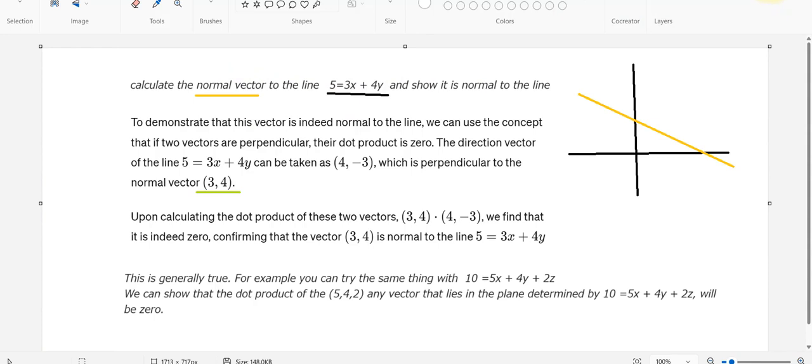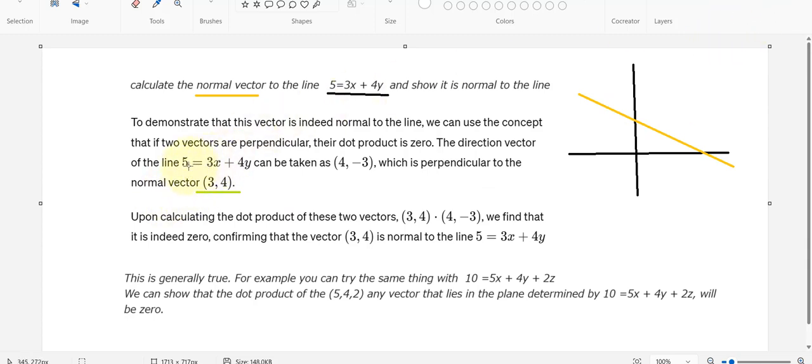Now, how can we prove that? So what we would need is a vector which is parallel to our line, and then if we found that vector, we could take the dot product of that vector with this, and if we get 0, then we've seen that that means that they're perpendicular. So let's see about that.